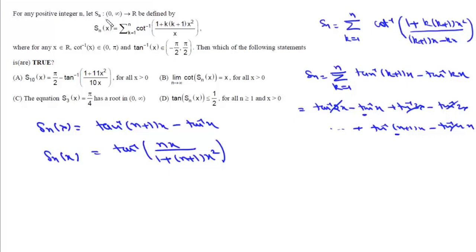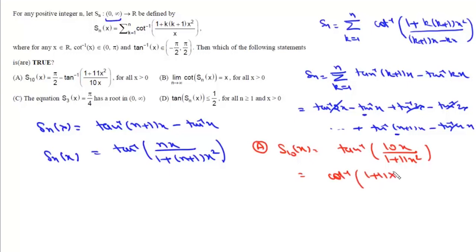Now the domain of this function is from 0 to infinity, or r. Now in this first option it says S10(tan x). Now for S10(tan x) we'll put n as 10. So it will be this tan inverse of 10 tan x upon 1 plus 11 x square. Now we can write this as cot inverse of (1 plus 11 x square) upon 10 tan x, and we know that cot inverse x is pi by 2 minus tan inverse x. So it will be pi by 2 minus tan inverse of (1 plus 11 x square) upon 10 tan x.